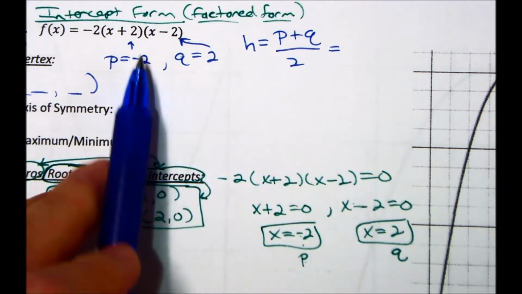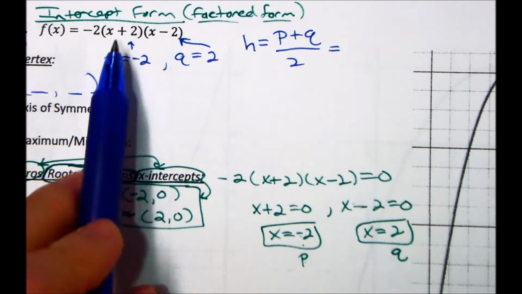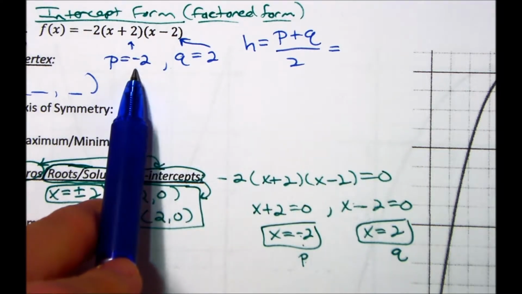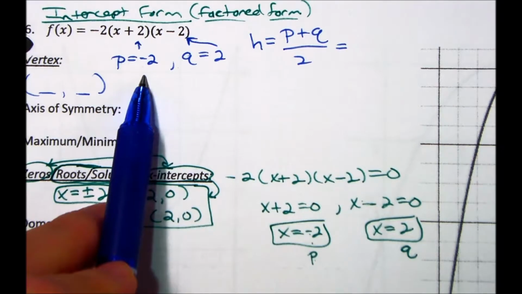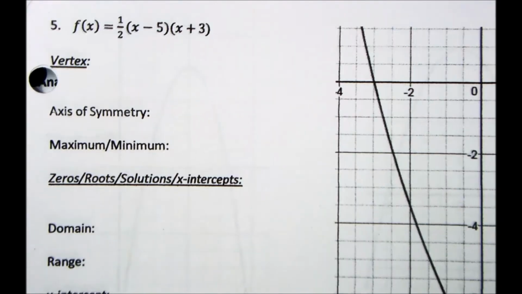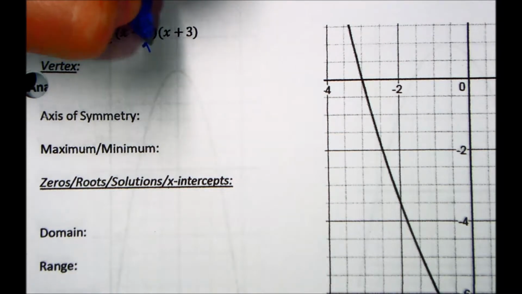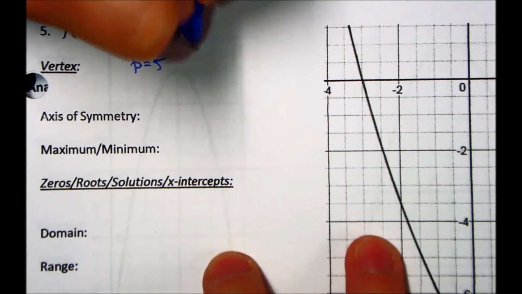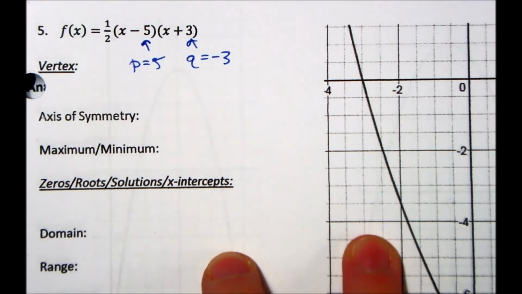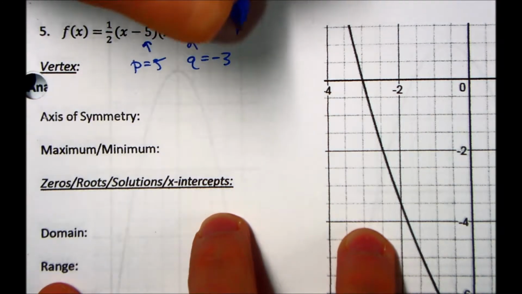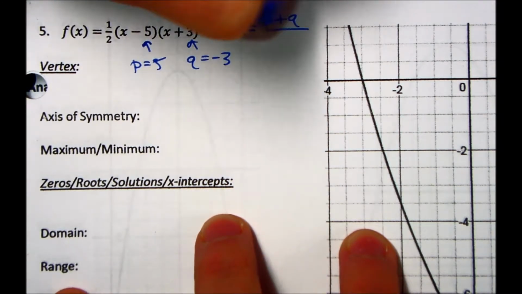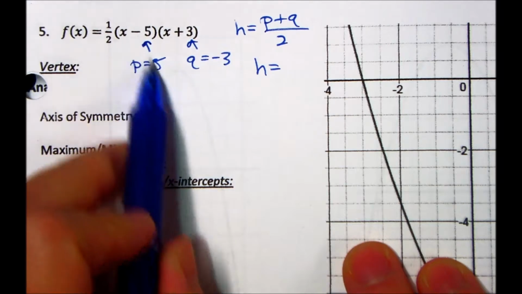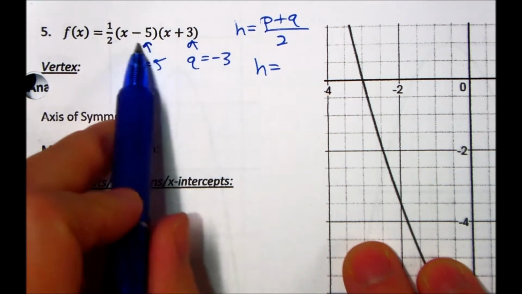Make sure you're not using the values that are in the factors. Make sure you're using the actual values of p and q, not the numbers that are in the factors. So negative 2, in this case it doesn't matter because they're the same number, but in this problem up here, just to show you a difference, the p is positive 5, your q would equal negative 3. So when you are finding h and you're taking p plus q over 2, it will matter. You don't want to use these numbers. You want to use the actual value of p and q, which are the opposite of what are in the factors.